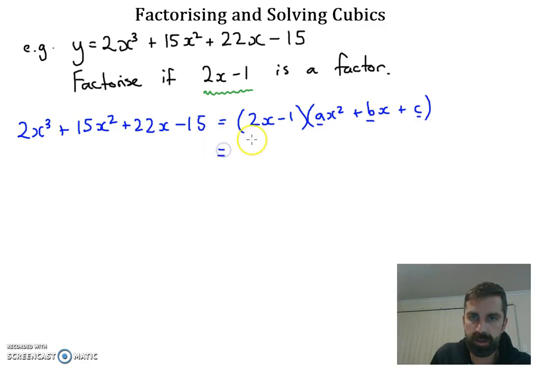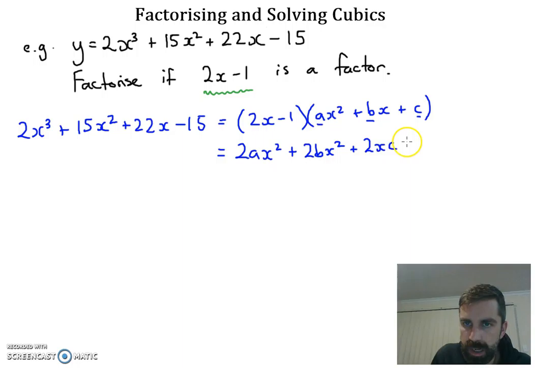So to do that, I'm going to actually expand this out. So 2x times ax squared is 2ax squared. 2x times bx is 2bx squared. 2x times c is plus 2xc. And then the negative 1 gives me negative ax squared, take bx, take c.